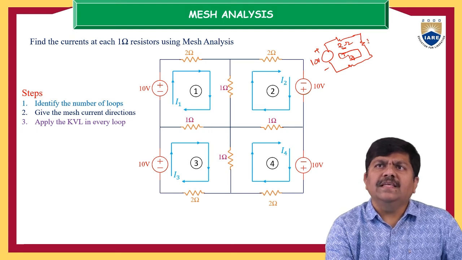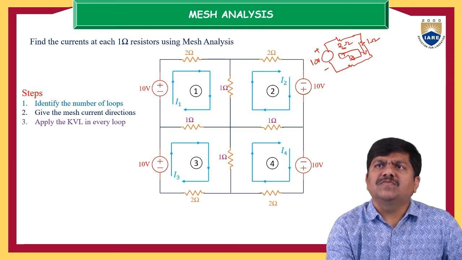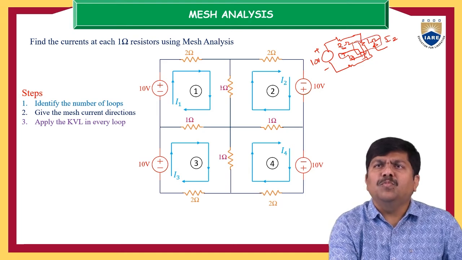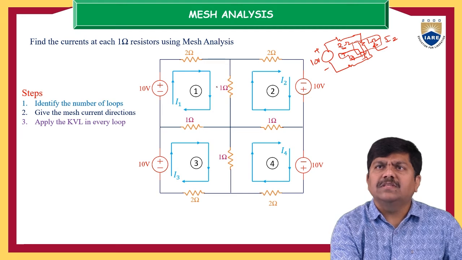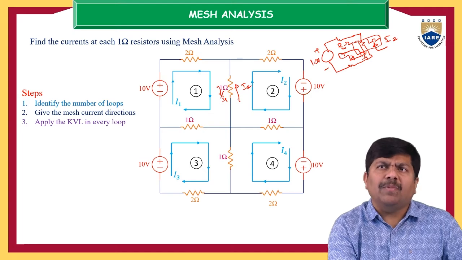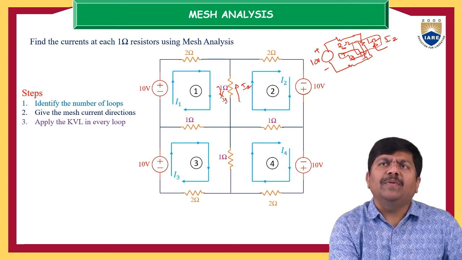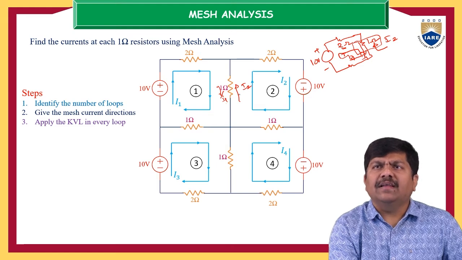But in this 1 ohm resistance, what happens? The mesh 1 current is coming like this, but the mesh 2 current is going in the upward direction. That current is the I2 current. I mean to say, through this 1 ohm resistor there are 2 currents. One current is moving in the downward direction, that is the I1 current, and the next current is the I2 current. So whenever you apply KVL, the drop across this 1 ohm will be contributed by 2 currents, I1 and I2. That is the important thing to remember.